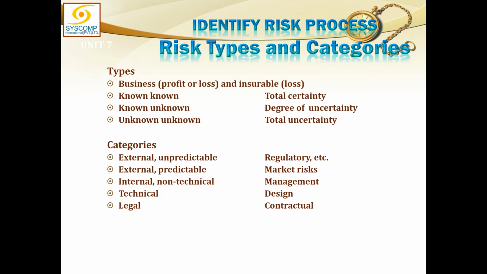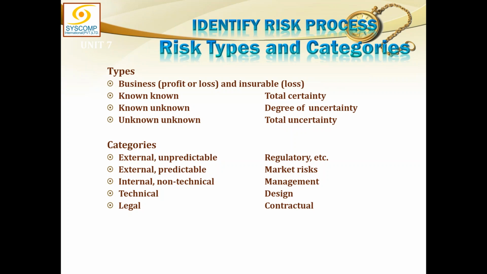So we can also look at it from another angle, that is the categories. The risks could be external or internal. The external risks which may impact you could be predictable or unpredictable. The unpredictable risk could be something which is not connected with any events, like some regulatory change, some government policy that has just been released, which could not be expected, and that is affecting our project. So this is an external unpredictable risk.